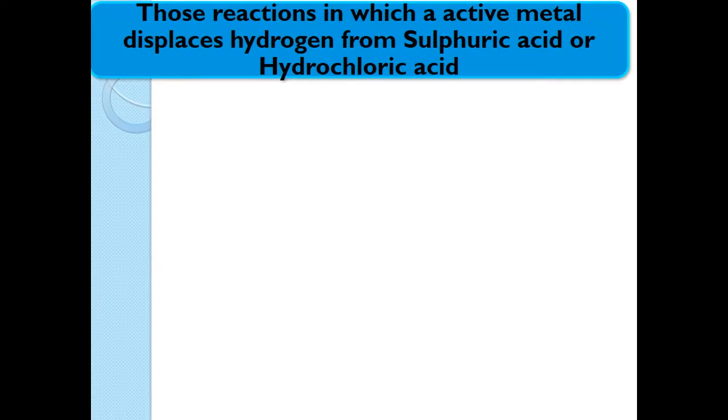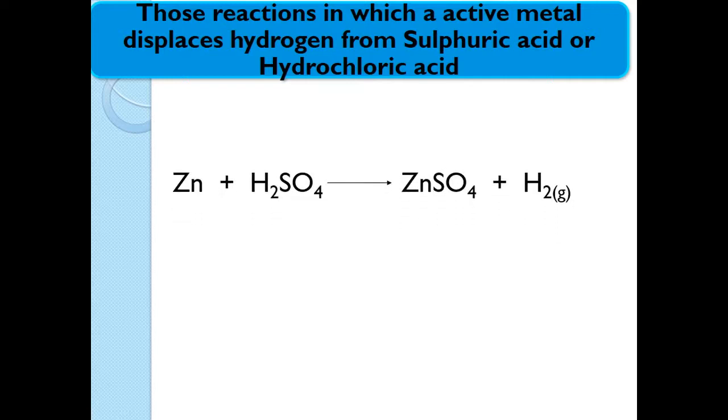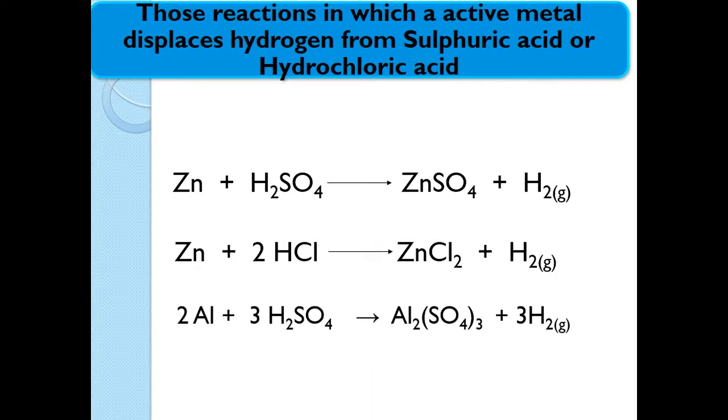Now some examples from the second type of displacement reactions, those reactions in which an active metal displaces hydrogen from sulfuric acid or hydrochloric acid. Like the reaction of zinc with sulfuric acid to form zinc sulfate and hydrogen gas. Reaction of zinc with hydrochloric acid to form zinc chloride and hydrogen gas. Reaction of aluminium with sulfuric acid to form aluminium sulfate and hydrogen gas.